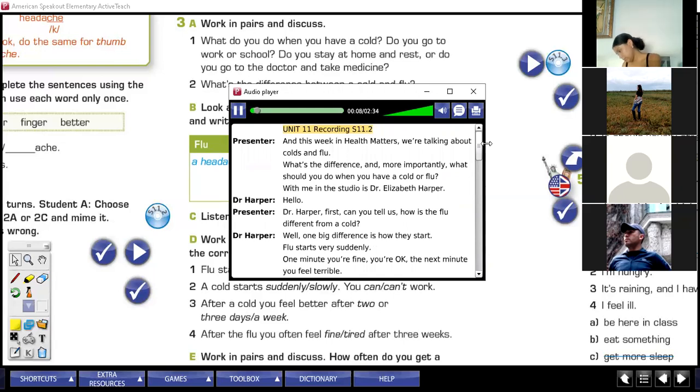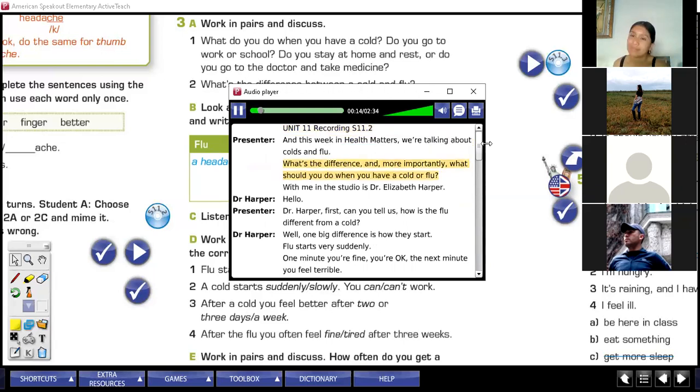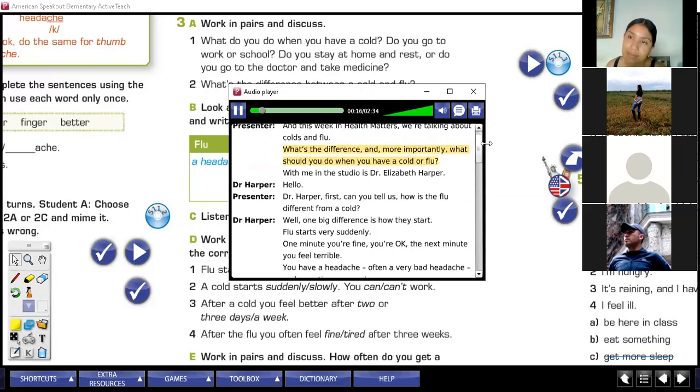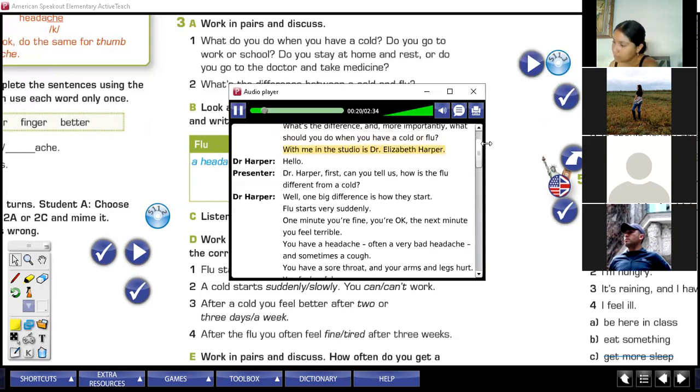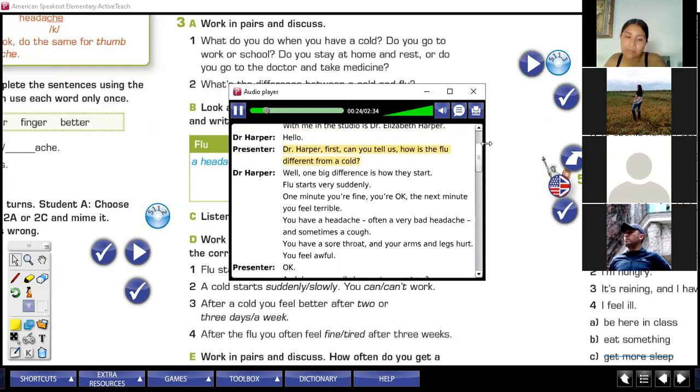And this week in Health Matters, we're talking about colds and flu. What's the difference? And more importantly, what should you do when you have a cold or flu? With me in the studio is Dr. Elizabeth Harper. Hello. Dr. Harper, first, can you tell us, how is the flu different from a cold?